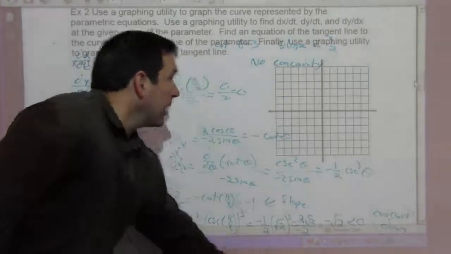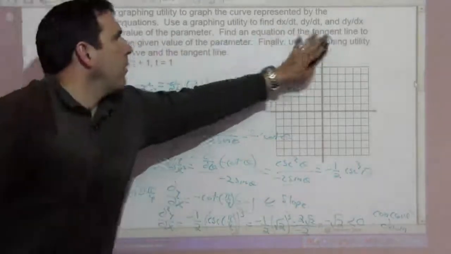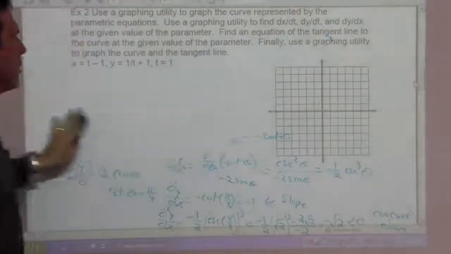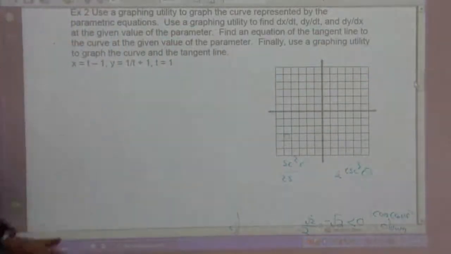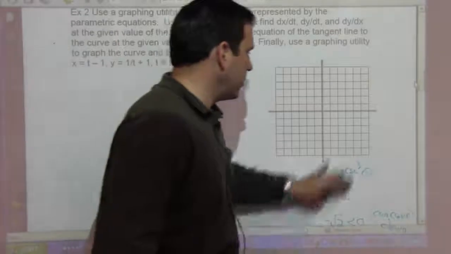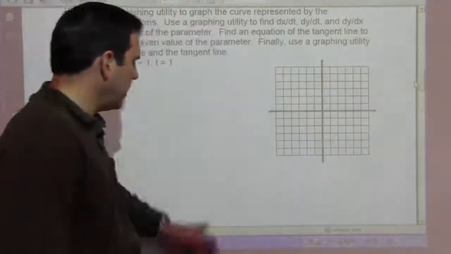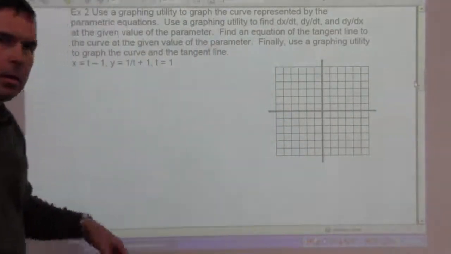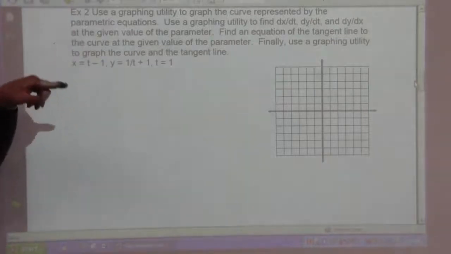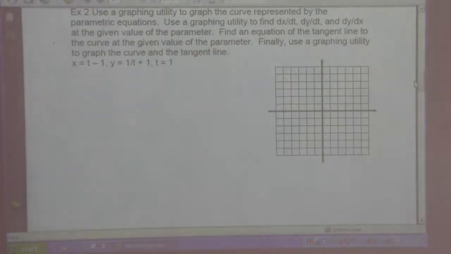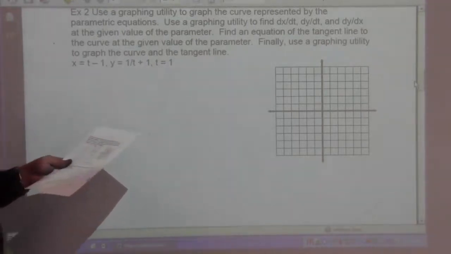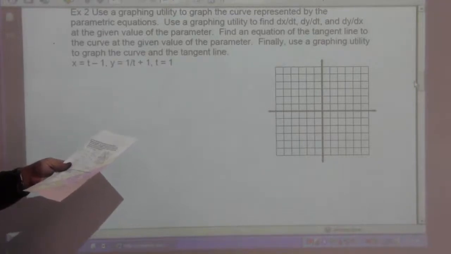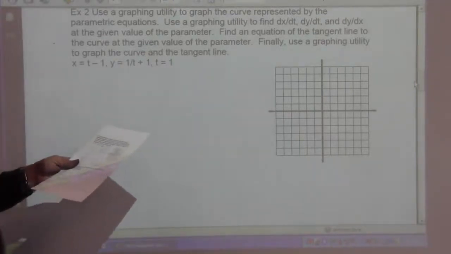So use a graphing utility to graph the curve represented by the parametric equations. Use a graphing utility to find dx/dt, dy/dt, and dy/dx at the given value of the parameter. So you can do this on the TI-89. I think you can do it on the TI-84 as well. You can ask for the derivative at certain points on a curve. Find an equation of the tangent line to the curve at the given value of the parameter. Finally, use a graphing utility to graph the curve and the tangent line.